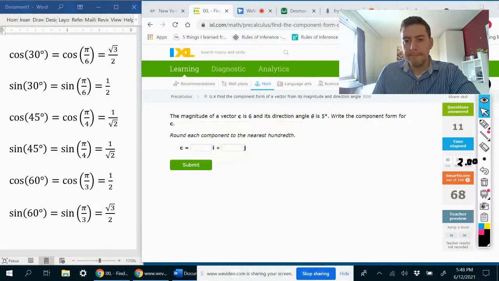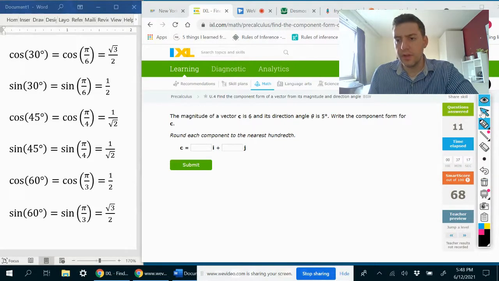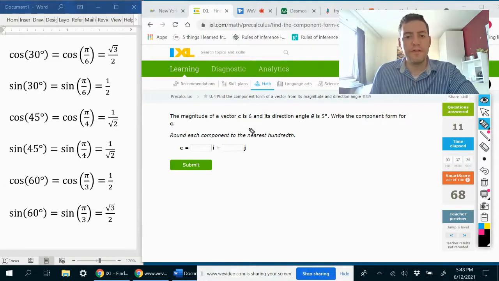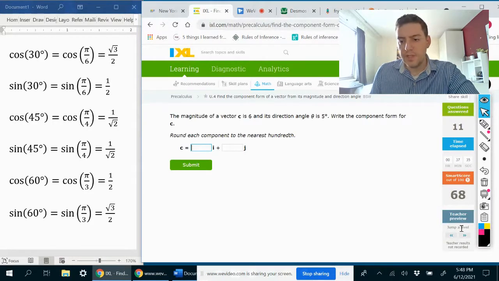All right, let's do one more like that. Actually, there's no point in doing another one like that. It's exactly the same. For the horizontal component, we would just have 6 times the cosine of 5 degrees. And for the vertical component, we would have 6 times the sine of 5 degrees. You can use the calculator to work that out. Let's skip a level, see if we get anything different here. This is the exact same question we got before. Let's skip another level.